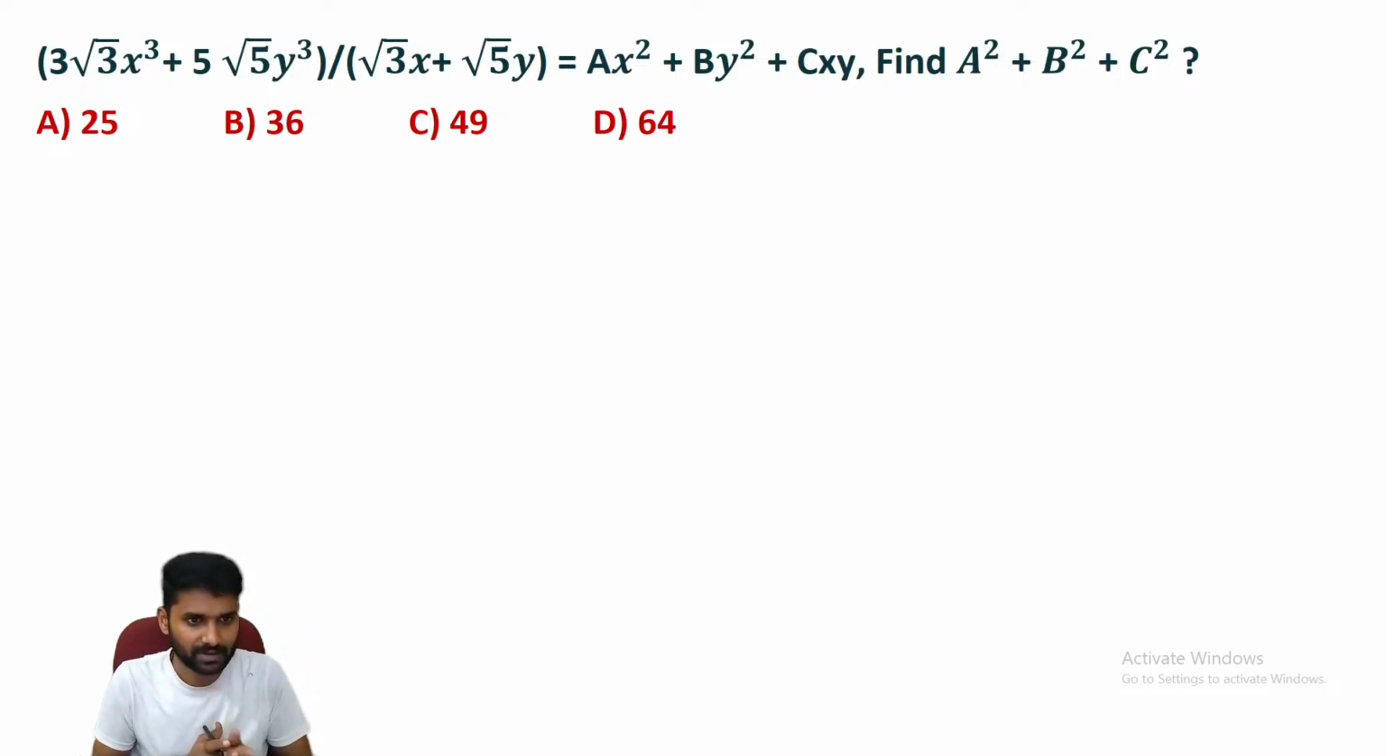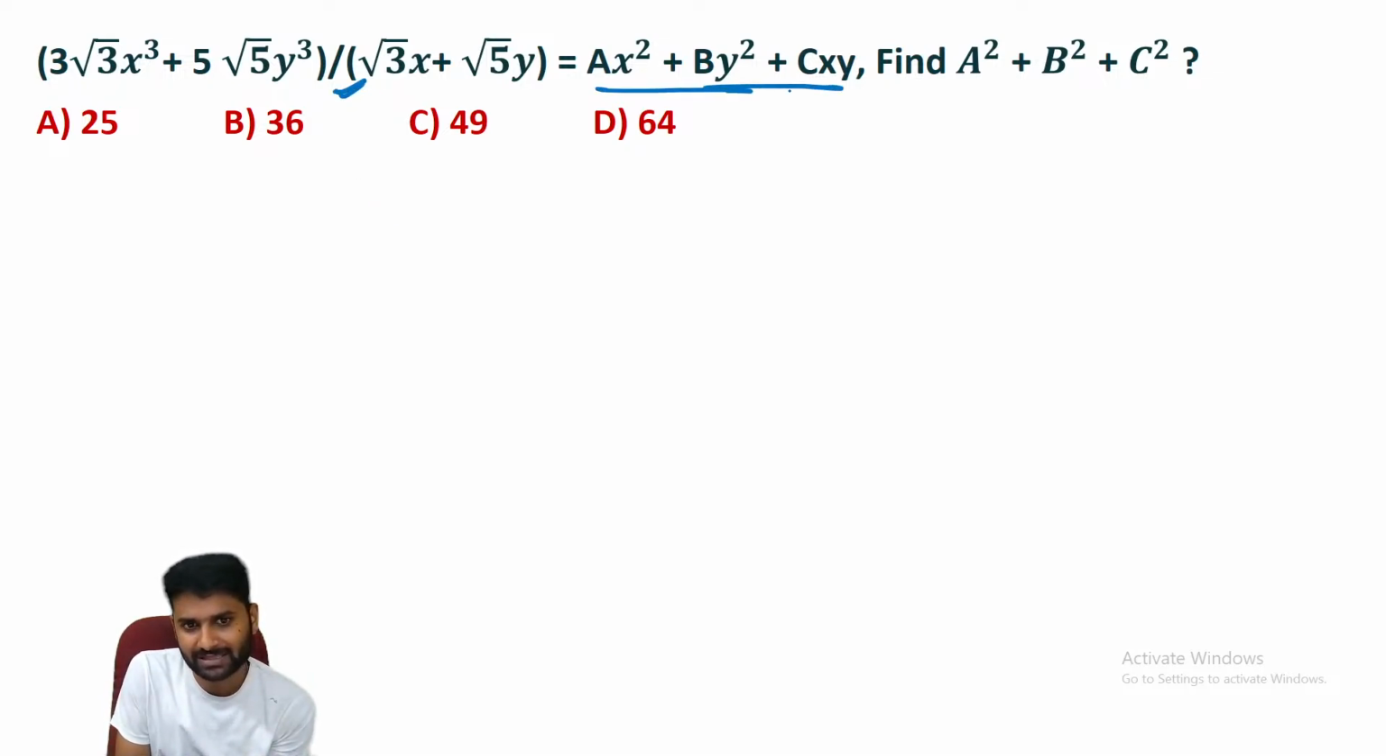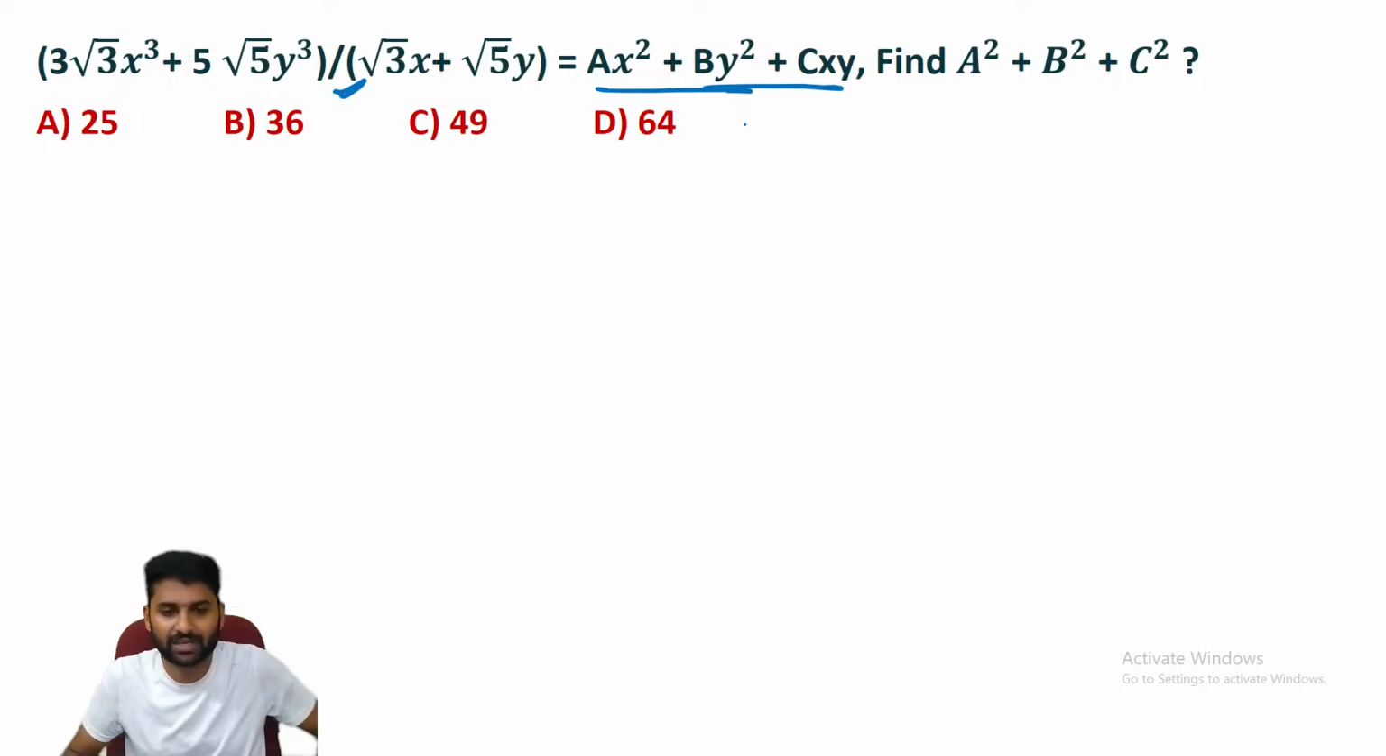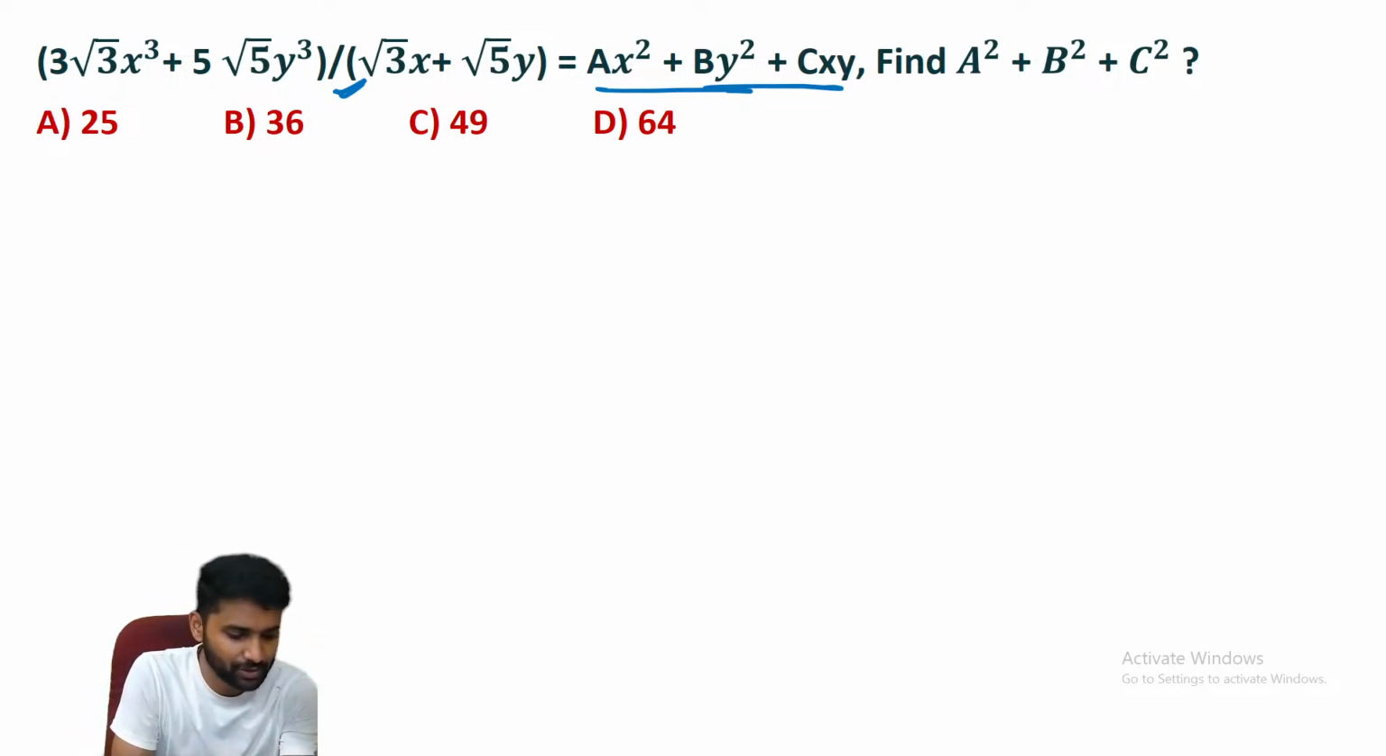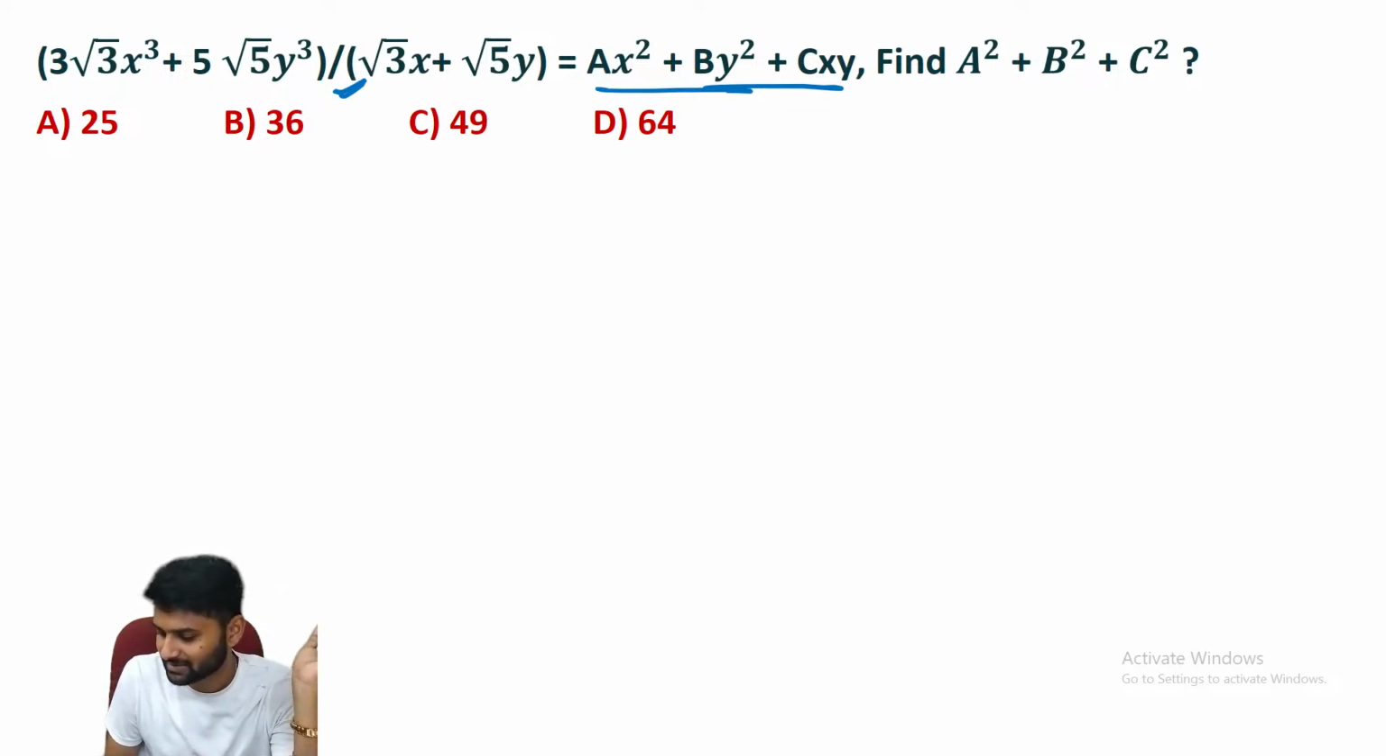This question. Understand, guys: (3 root 3 x cube + 5 root 5 y cube) divided by (root 3x + root 5y) is exactly equal to ax square plus by square plus cxy. You have to convert this form into ax square, by square, cxy. Then you will get the values of a, b, c. Once you get the a, b, c values, you have to find the sum of a square, b square, and c square.